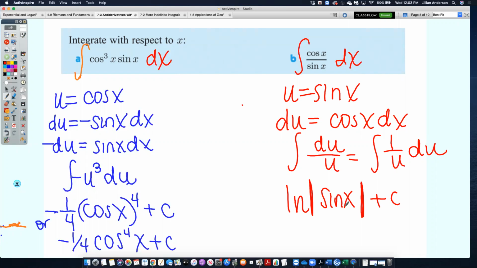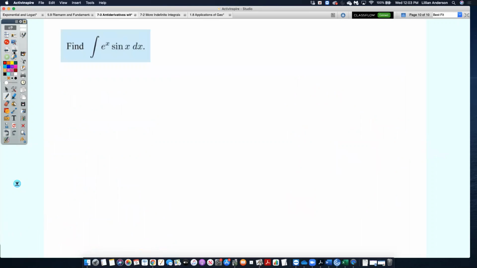And this is how you work with trig functions and the integral. Okay, I'm going to save that one for tomorrow. Let's take a look at this one. This will be our last one today.